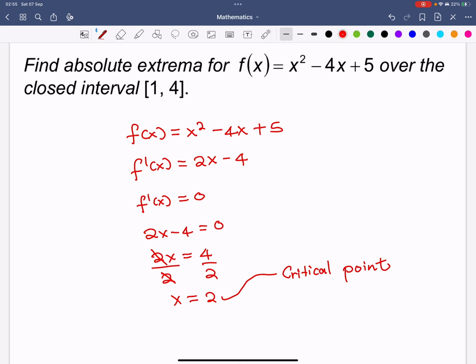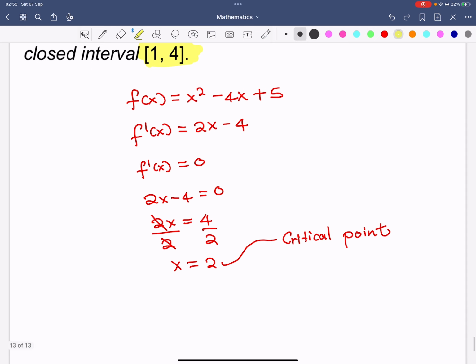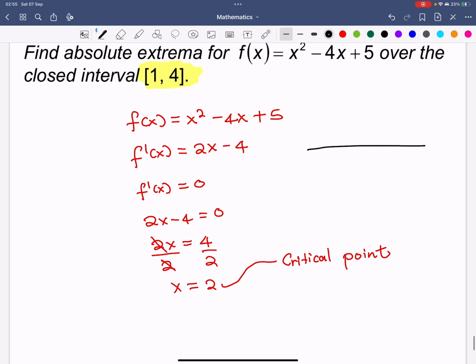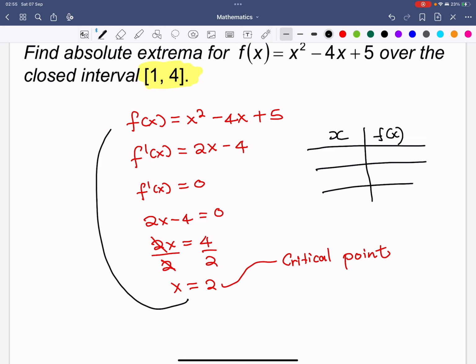And then in order to find the extrema, you are given the interval where your extrema exists. So in this case, let's just generate a simple table on the side here. So we have x values, and then we have our f of x. And is our critical point within this given interval? That's the first thing that we ask ourselves. So yes, it is between 1 and 4. So this is 1, this is 2, and this is 4.